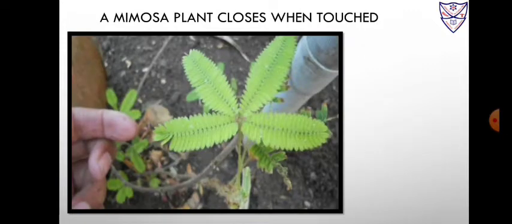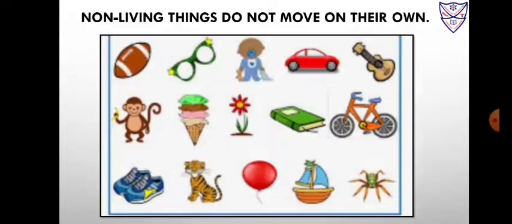Now here the movement of the plant mimosa, also known as touch-me-not, is shown. In this picture you can see all the leaves are open, and here the person has touched it with a finger and see, it has started to fold itself. That's why it is called touch-me-not. A mimosa plant closes itself when it is touched. So a plant is showing movement in this way.